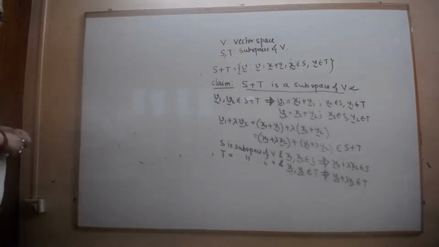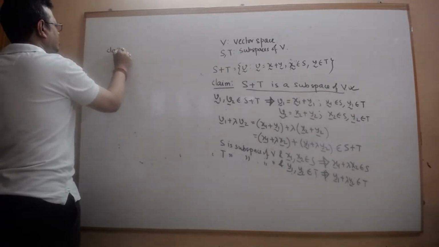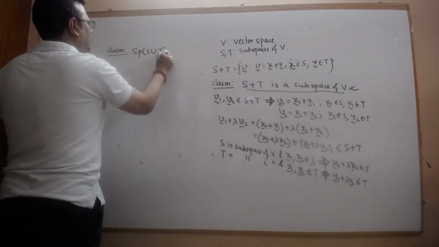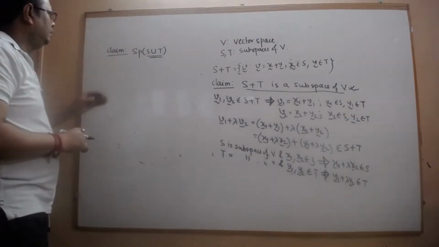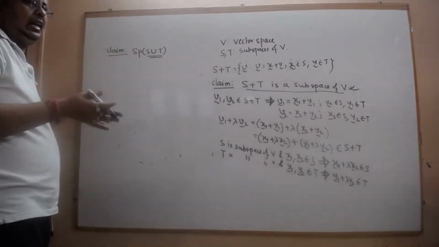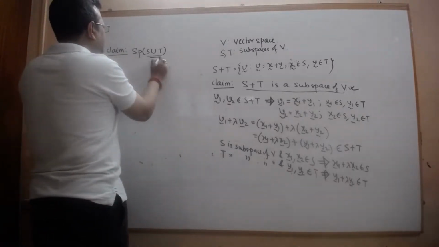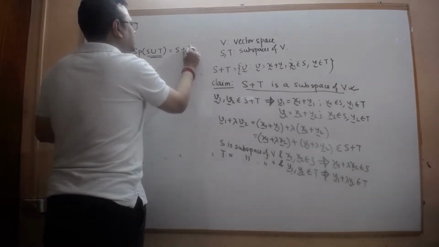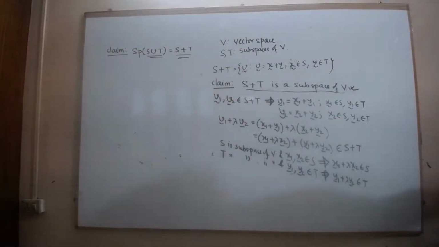So, my next claim is the span of S union T. We already see that S union T may not be a subspace of V, but the linear span of any subset of V is a vector space. So this is a vector space, span of S union T. This is nothing but S plus T.